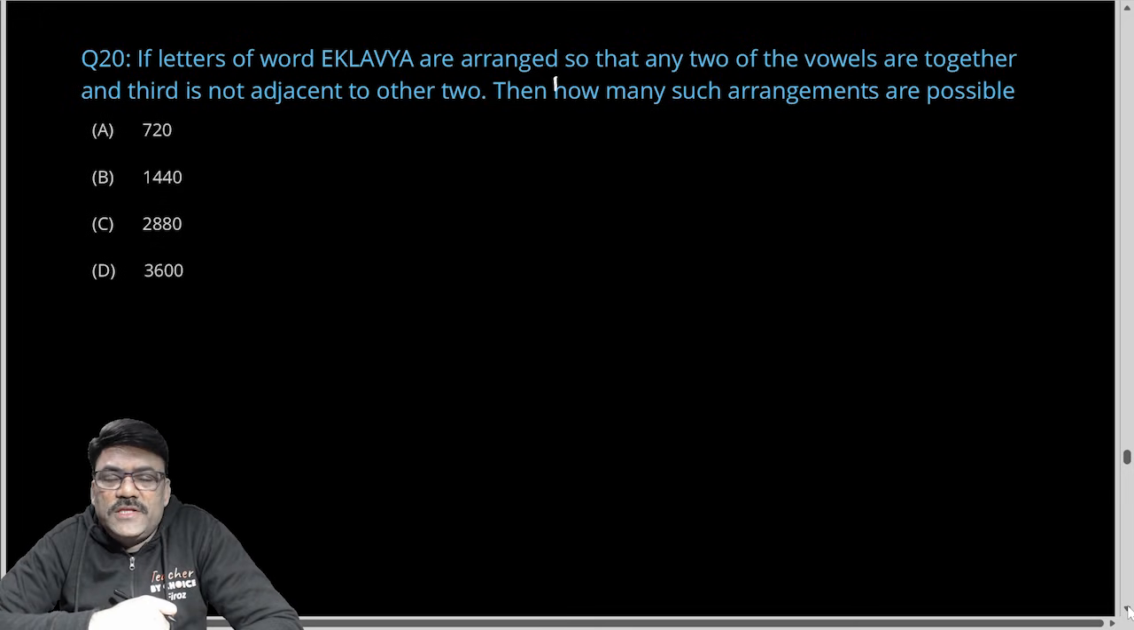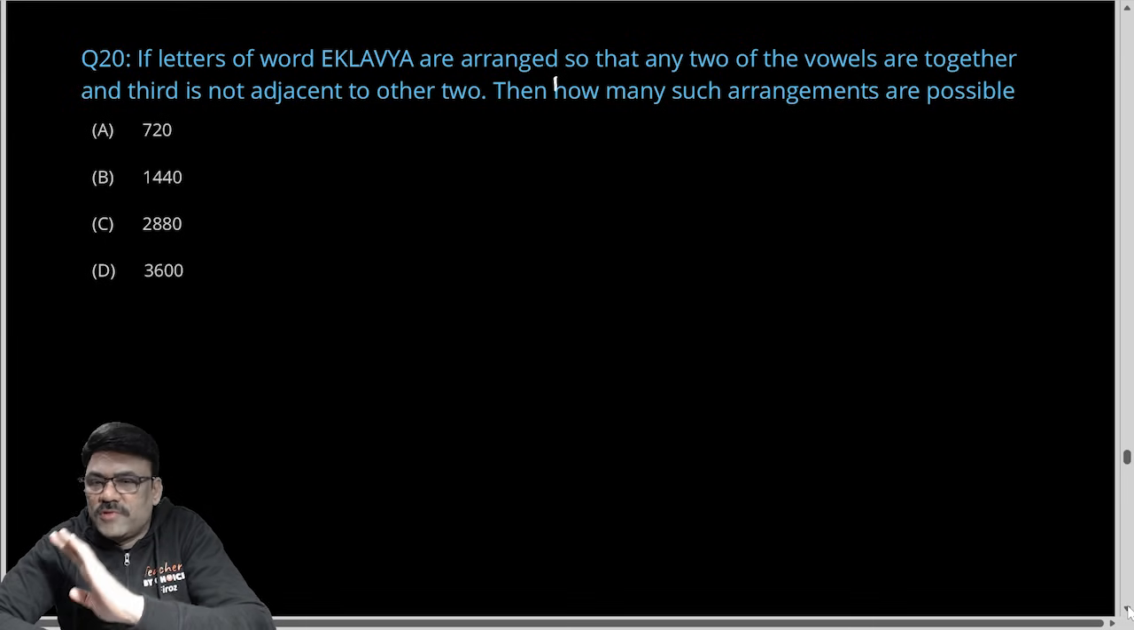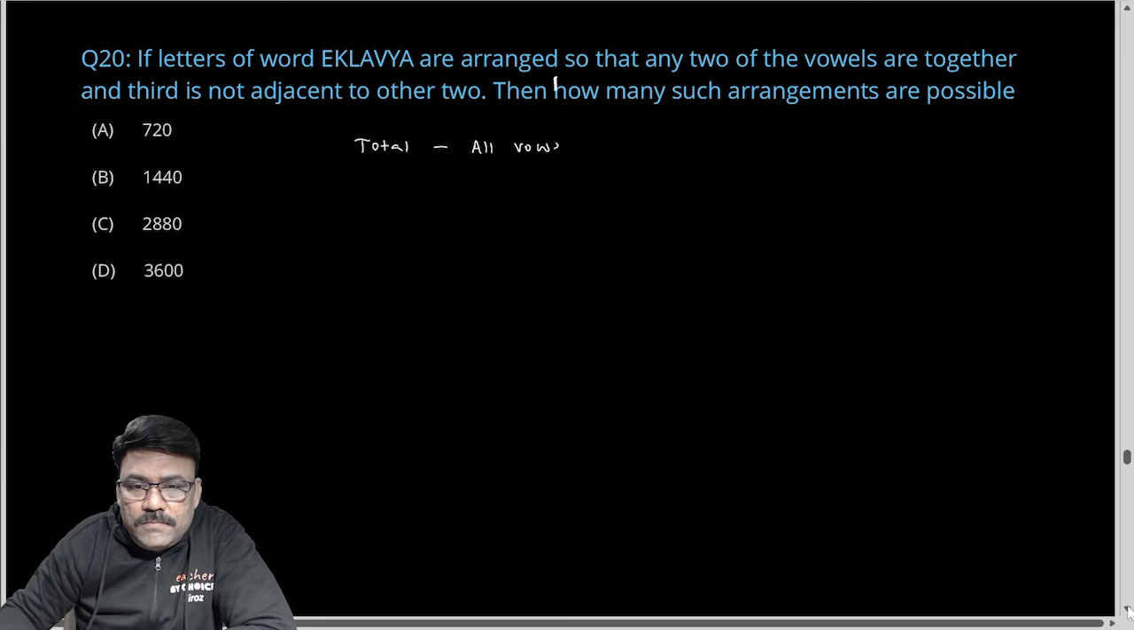So see, they are saying that only two vowels should be together, exactly two, not three. So what you can do is first write the total number of arrangements, and then subtract the case when no vowel is together, and the case when all vowels are together. No vowels together will be subtracted, all vowels together should also be subtracted. Then the remaining cases will have exactly two together. So I will write: total number of arrangements, minus all vowels together, minus no vowels together.